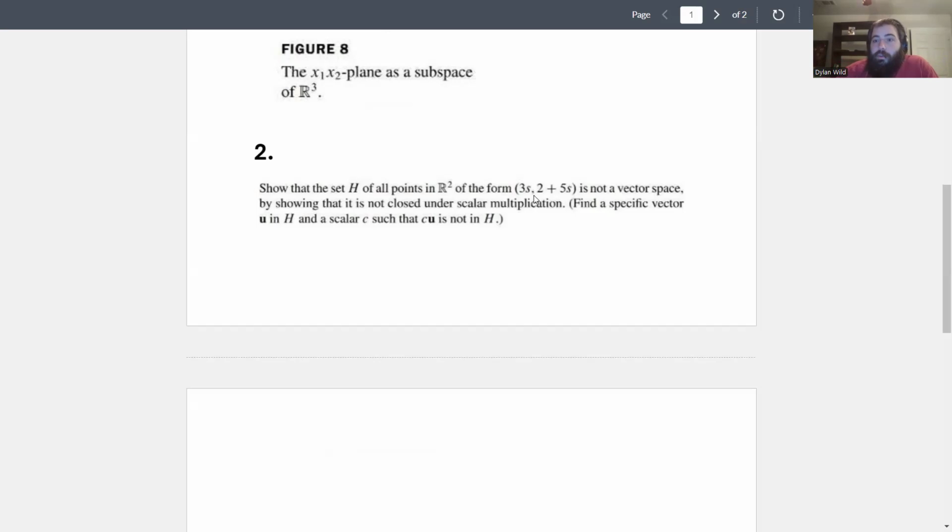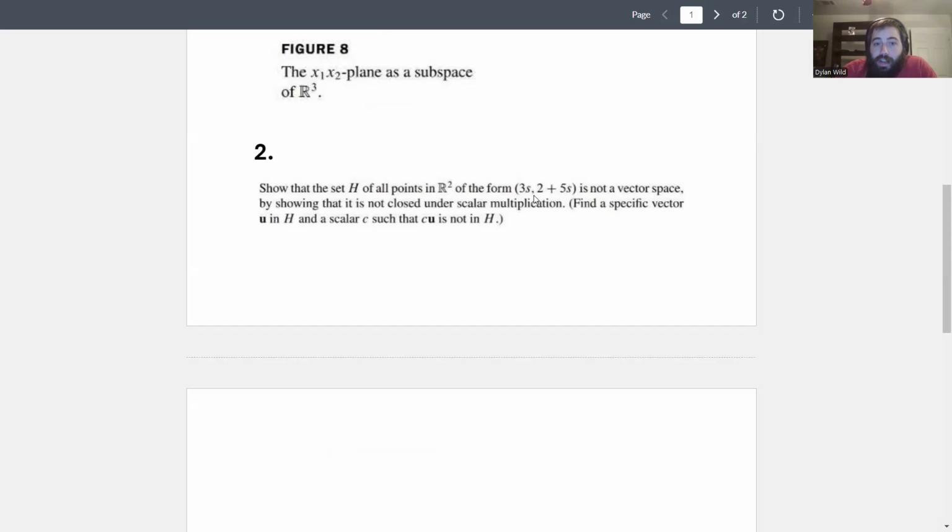So let's continue with the initial setup we went with. Let's say s is equal to 1. That means I have a vector in the form of (3, 7). Let's scale that by 2. So now 2 times my vector of (3, 7) gives me an entry of 6 and 14 as my new scaled vector.